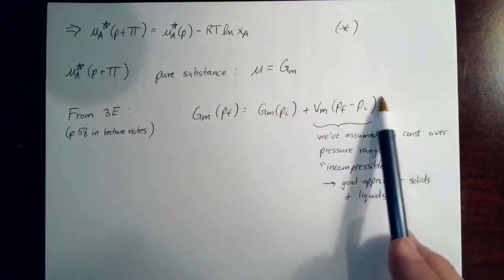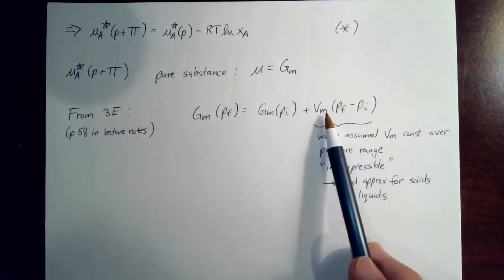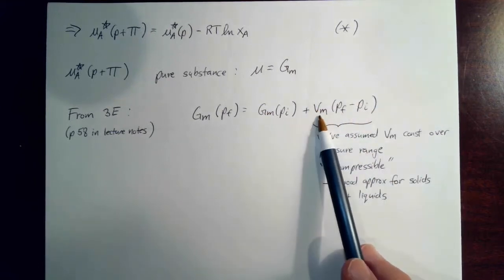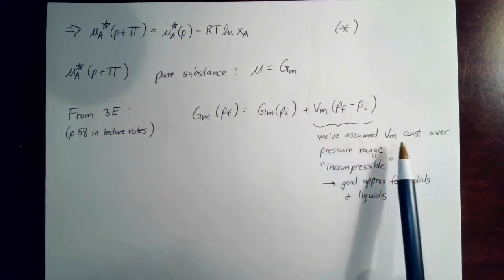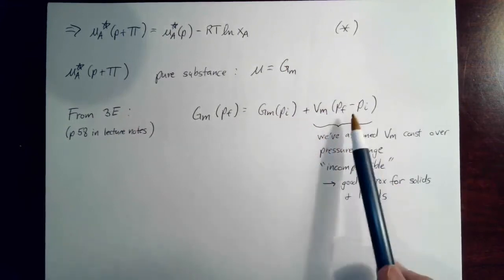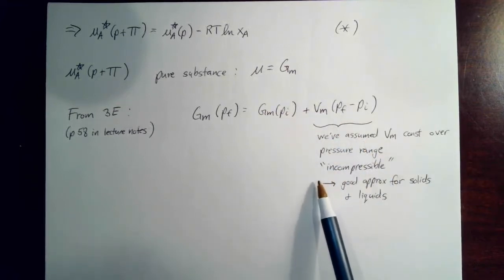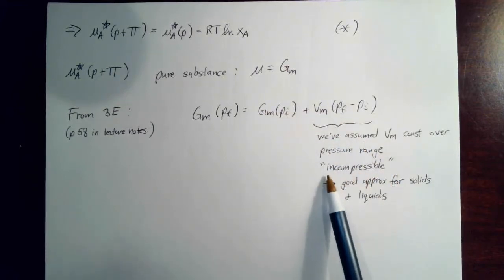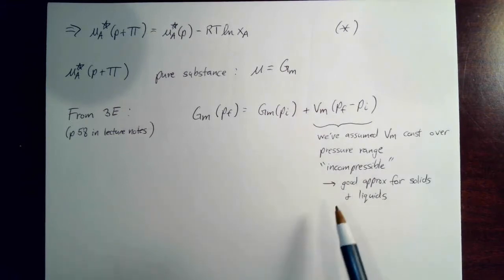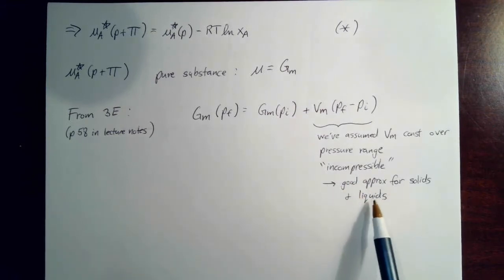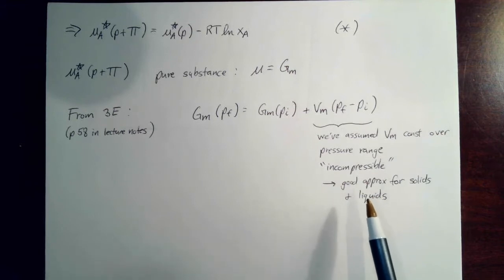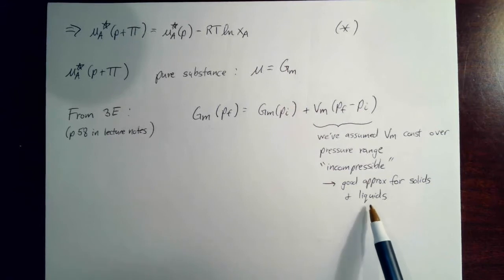But in order to arrive at this, there was an integral where we pulled the molar volume out. So to do that, we assume that the molar volume is constant over this pressure range, Pi to Pf. And we call that the incompressible assumption, which we discussed is a good approximation for solids and liquids. It's not a good approximation for a gas. But we're dealing with a liquid here. We're dealing with a liquid solvent. So we're going to use this incompressible approximation because it's a good approximation.